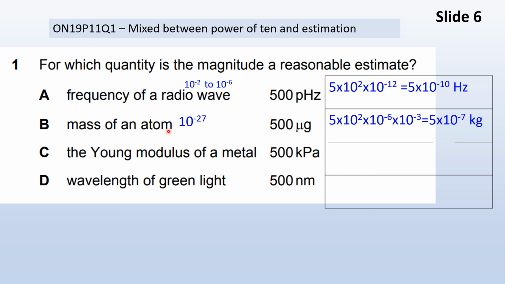Now for the mass of an atom, it is in the 10 to the minus 27 range in kilograms. So here we have 500 micrograms. 500 is 5 times 10 squared. Micro is 10 to the minus 6. And grams to kilograms is 10 to the minus 3. We're going to keep the base, which is 10, and add the exponents. Now we have minus 7, which is not in the range of minus 27.